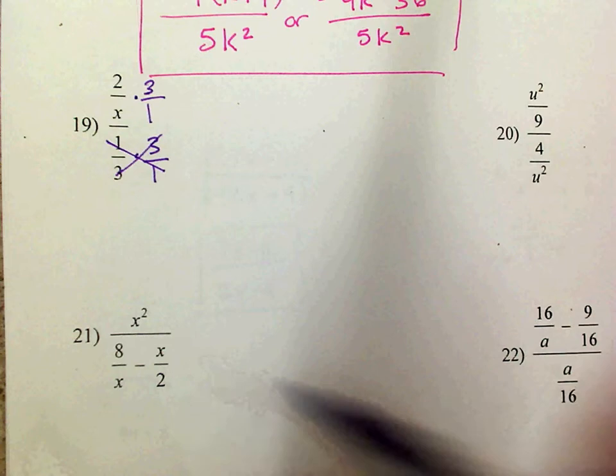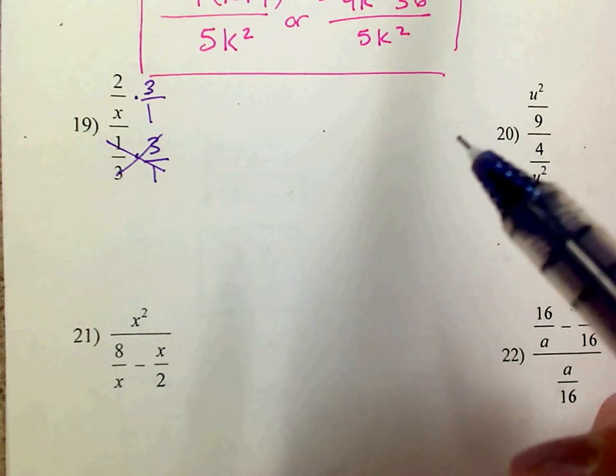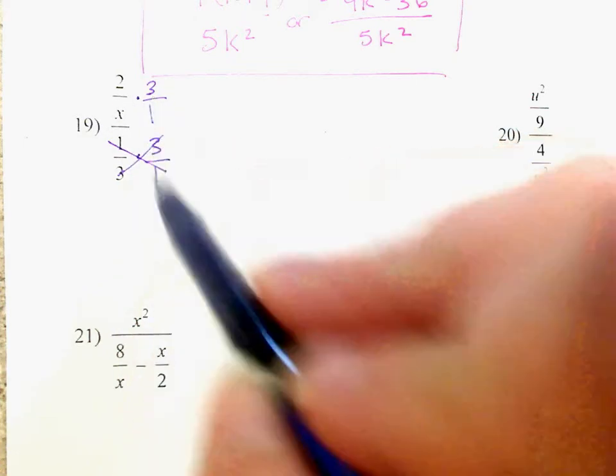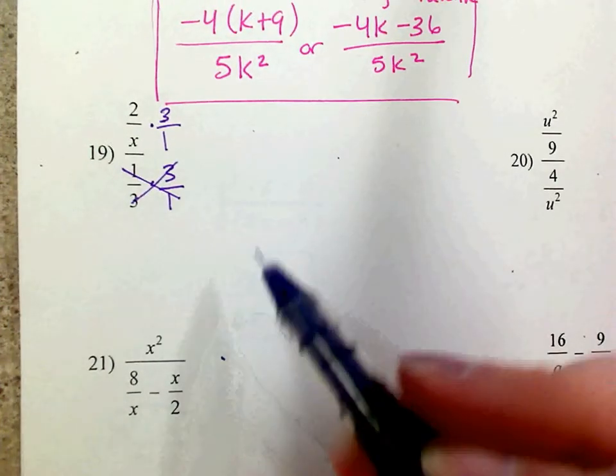Does anything simplify in the numerator? No, so we just multiply. 2 times 3 is, x times 1 is, and there we go.